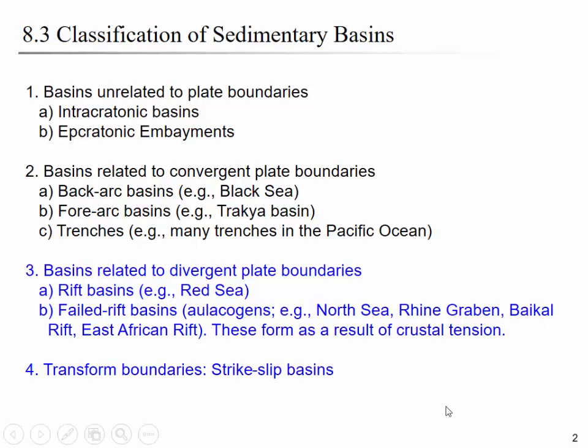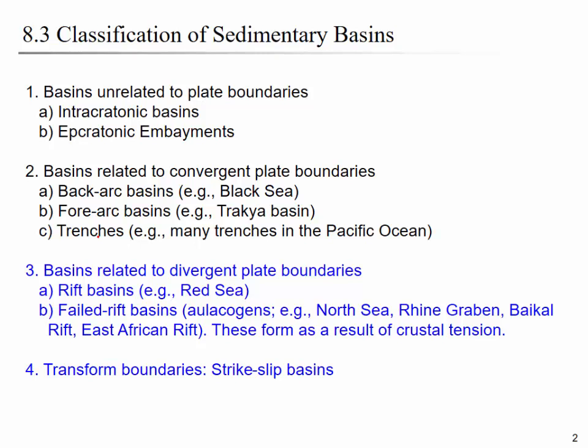So there was an intracratonic and the epicratonic. And the back arc basin and the fore arc basin trenches are related to convergent plate boundary. So you should have subduction zone, then the plate and plate are meeting together, there are compression force.